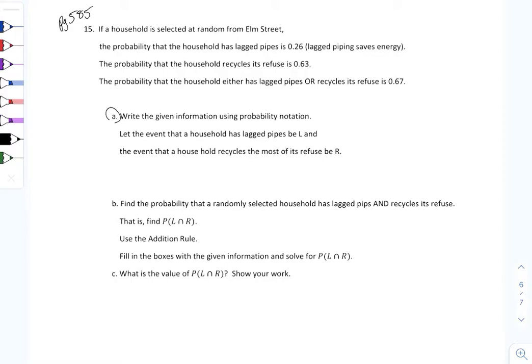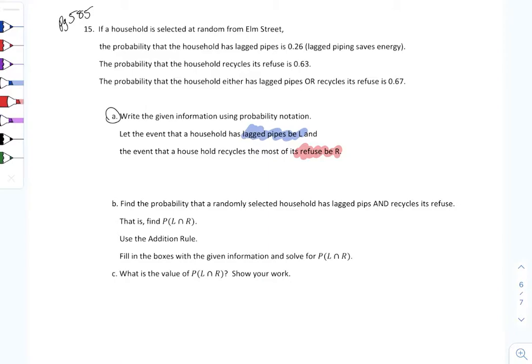And that's quite literally what they say in A. They want you to use the given information with probability notation, and then they tell you that they're going to go ahead and just call the lagged pipes L and the refuse recycling R. All right, but let's go ahead and read the whole thing and then we'll come back to that.